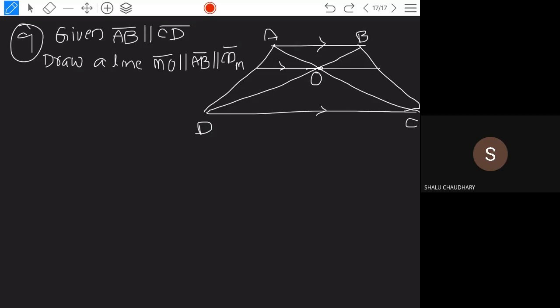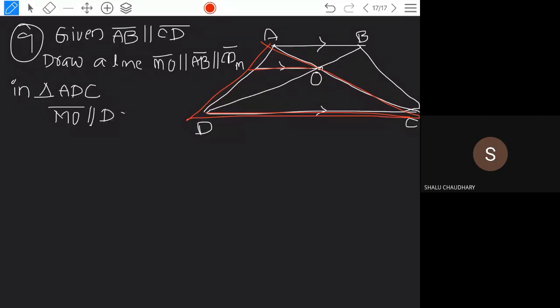MO, if you are considering, first take triangle ADC into consideration. In this triangle you apply the basic proportionality theorem. This is parallel to this one. What do you get? In triangle ADC, MO is parallel to DC. By the basic proportionality theorem, what do you get? AO by OC is equal to AM by MD. This is the first one you consider.